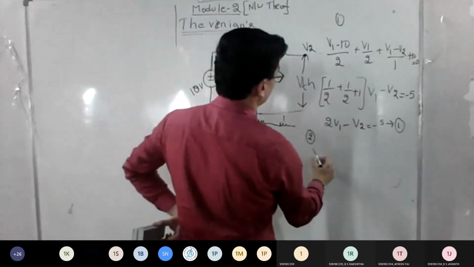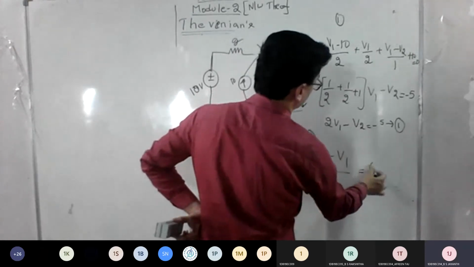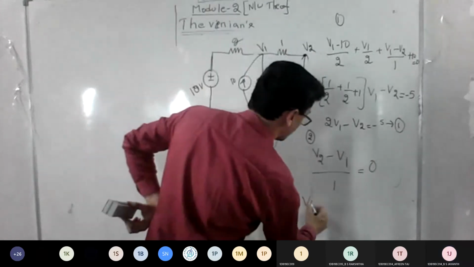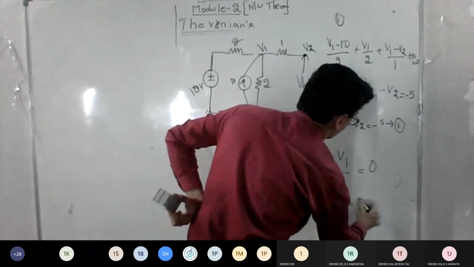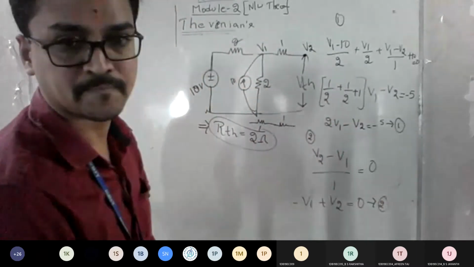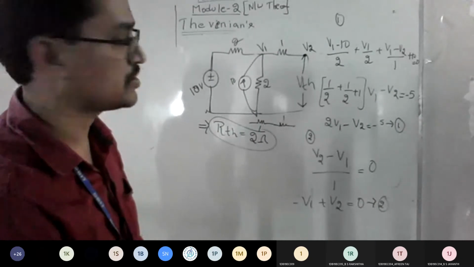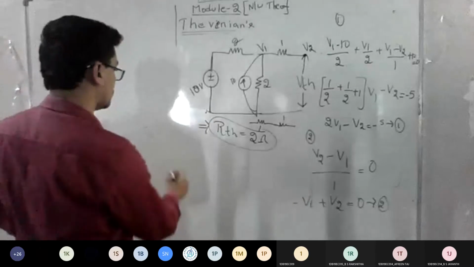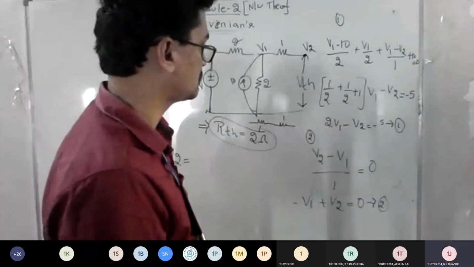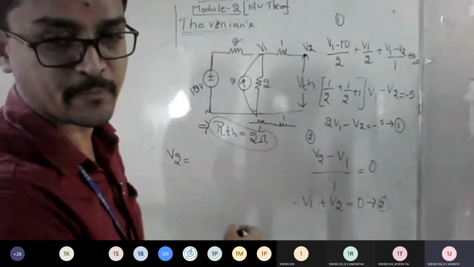Now at node 2, you can write it as V1 minus V2 minus V1 divided by 1, sir. So you can write the equation as minus V1 plus V2 equal to 0. Check out what's the answer for V1, V2. I want the V2 answer. Sir, by the second equation we can imply that V2 is equal to V1, no, sir? Yes, if you prove it, it is fine.